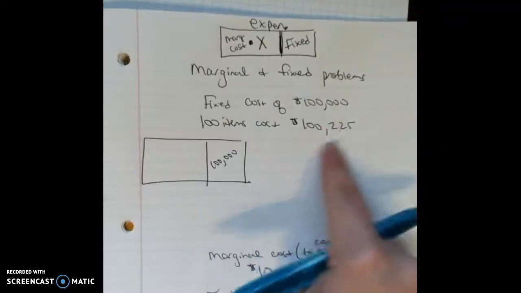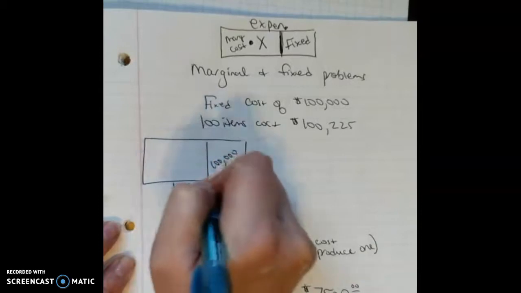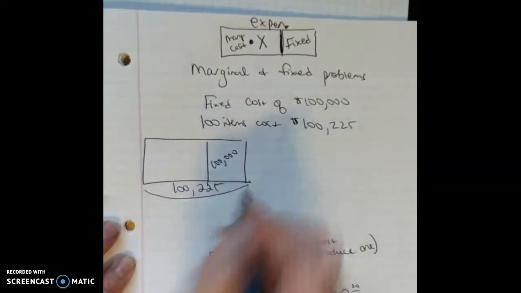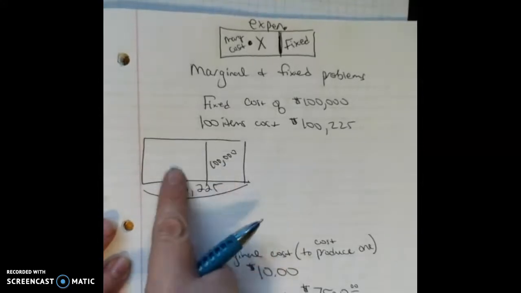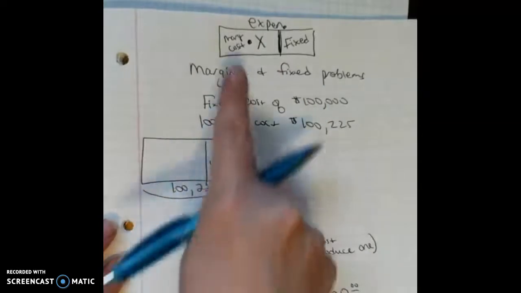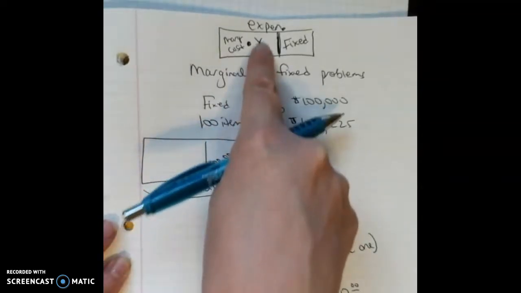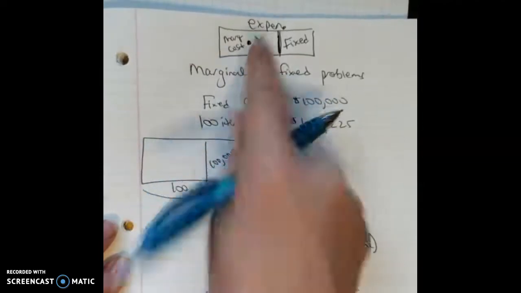Now, again, fixed cost, this is your total expenses. So $100,225, that's all of that. All right, and part of it is your fixed cost. The rest of it is this part. So marginal cost times X, and we don't know our marginal cost, but we do know X. X is the number of items that we buy, okay?